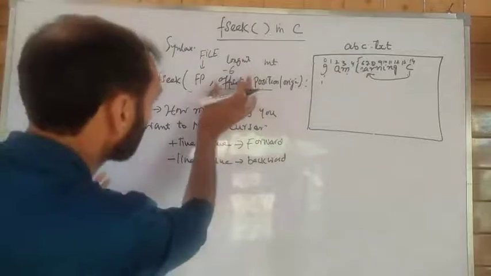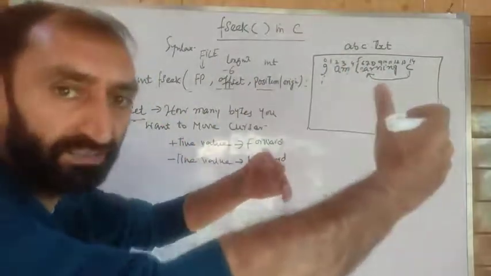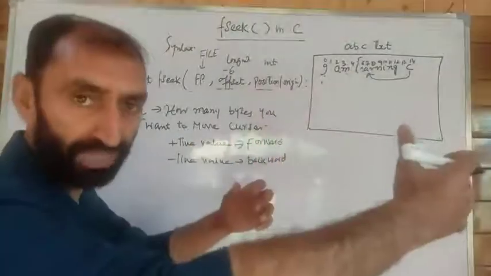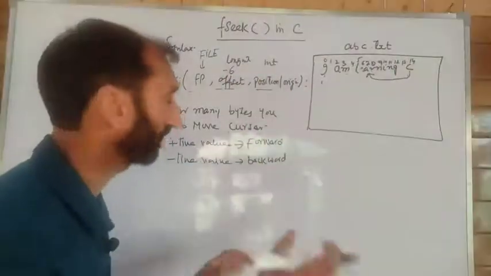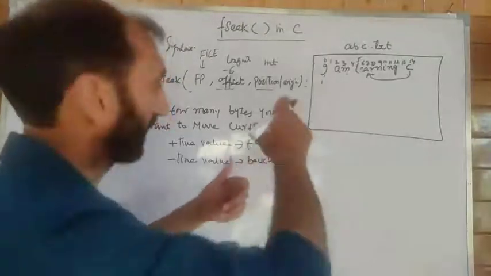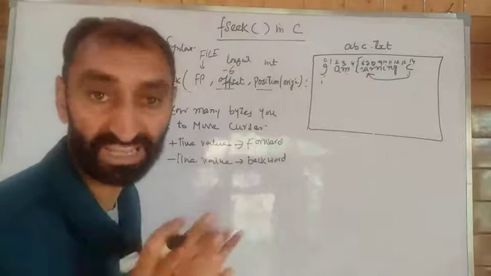And what does offset mean? Offset means how many bytes you want to move the cursor in the file, either backwards or forwards. If you move the cursor forwards, then you have to specify the positive value, how many bytes, 6, 7, 8, whatever you want. And if you want to move the cursor backwards, then you have to show it with a negative sign.